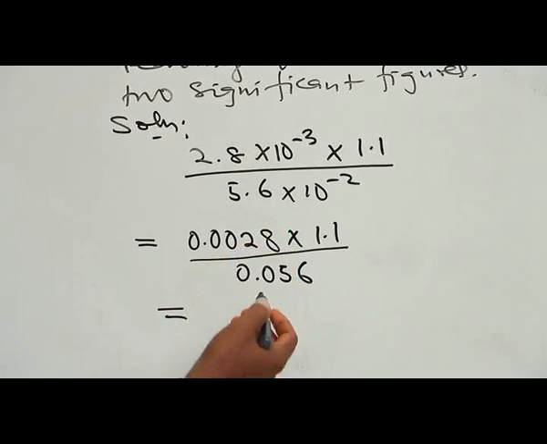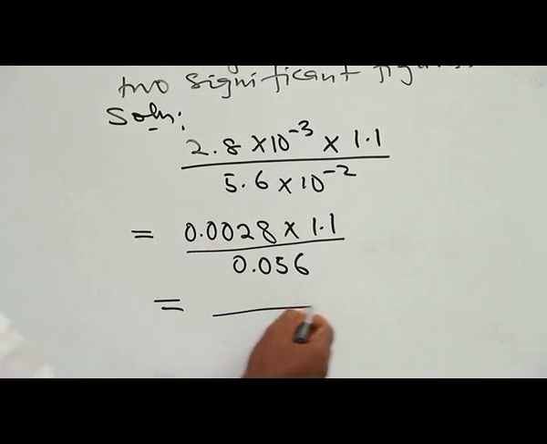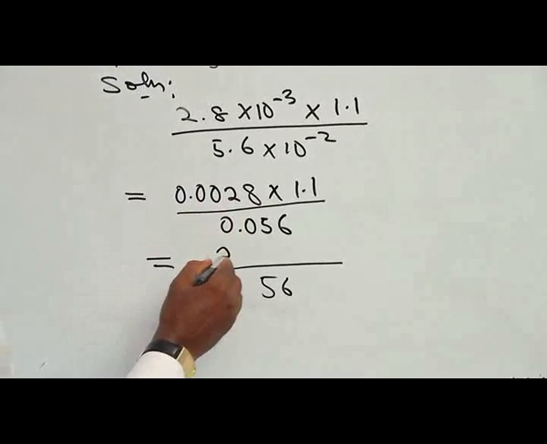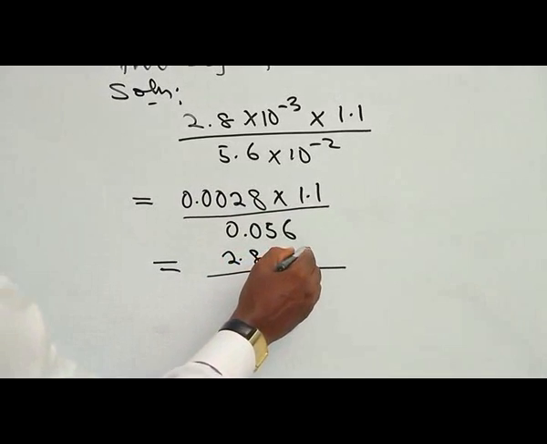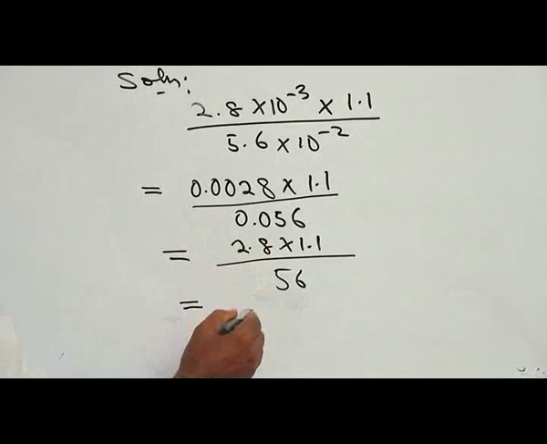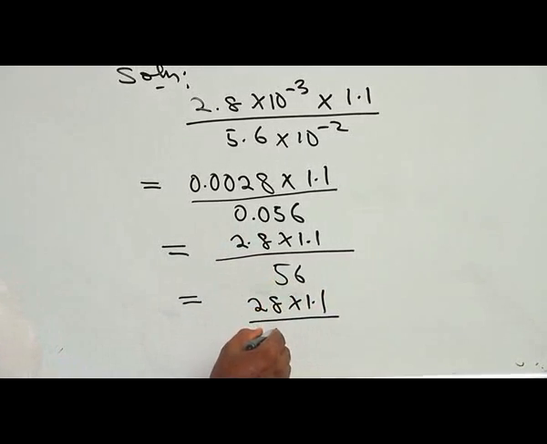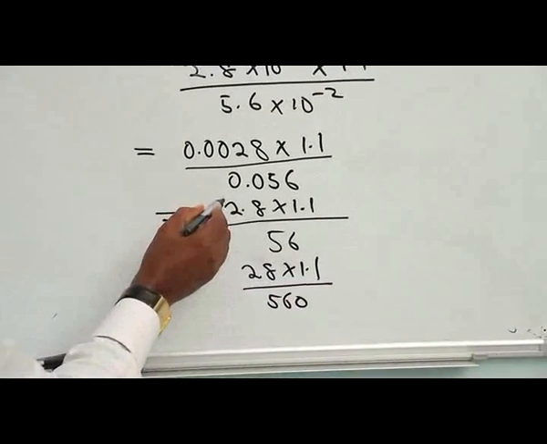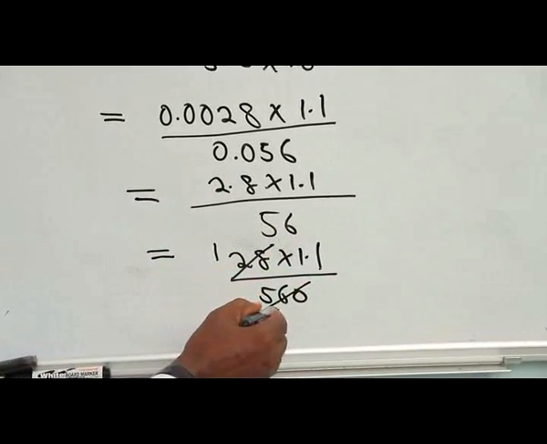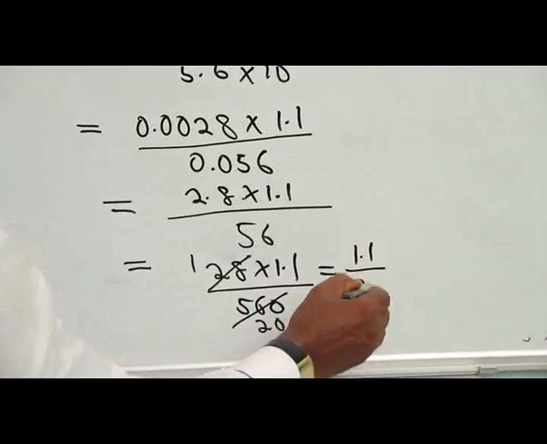You can also cancel. Another way you can do that is you move the decimal point 1, 2, 3, and that will give you 56. Then move the decimal point there 1, 2, 3, that will give you 2.8 times 1.1. Again, you can still move the decimal point 1 place here, so that will give you 28 times 1.1. That is, you multiply by 10 here, you also multiply by 10 here. This 28, we cancel, 28 is 1, 28 here is 2 and 0. So you are now left with 1.1 all over 20.